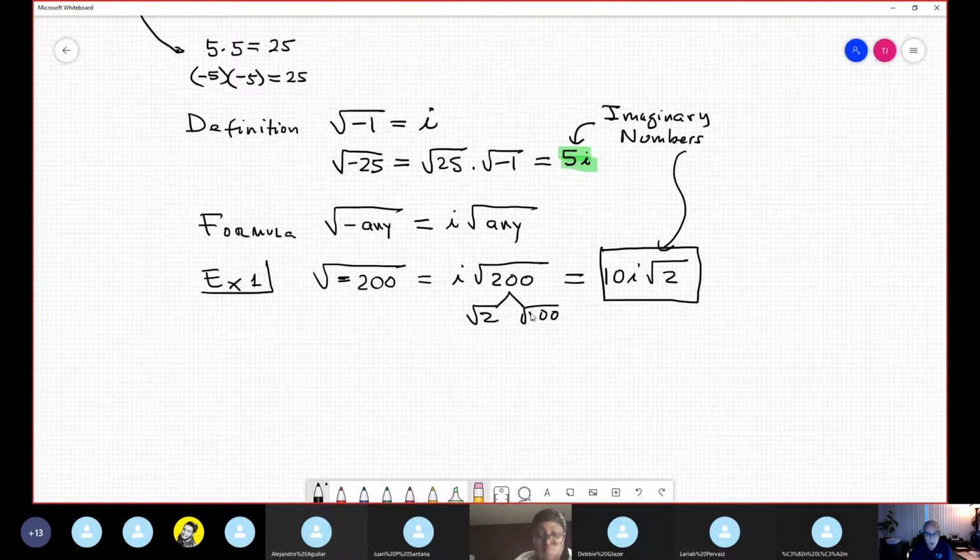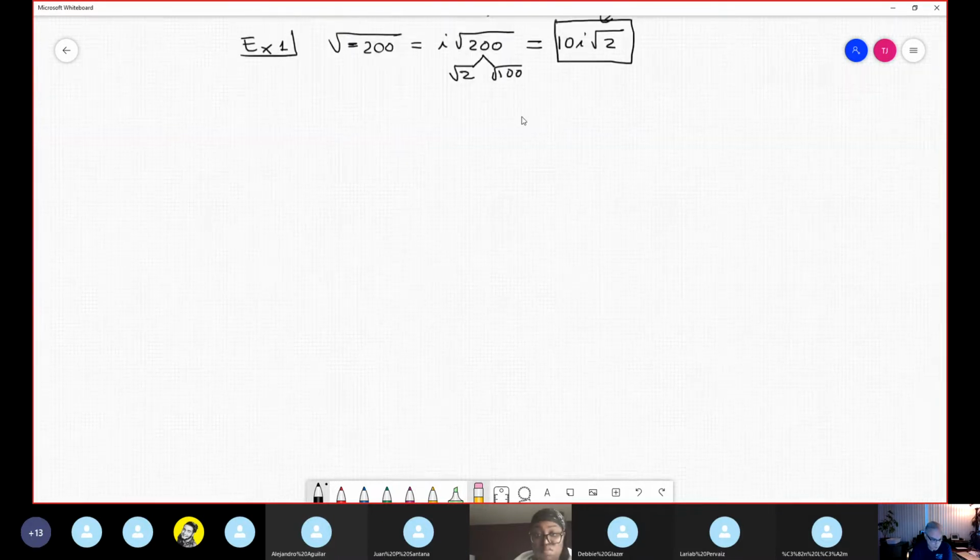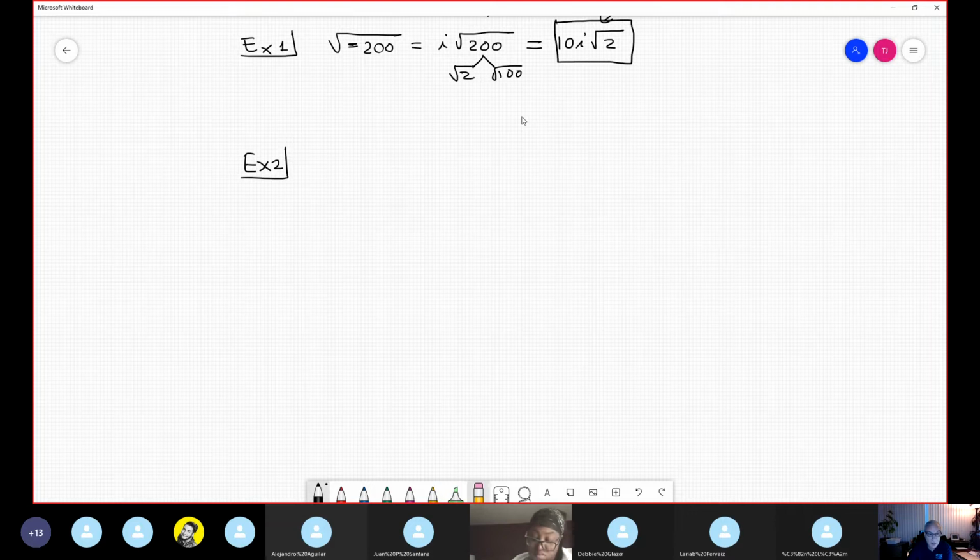Everyone follow me? Yes or no? Yes. Okay, now let's practice a little bit. Example 2 is a combination, not only one. Suppose square root of negative 9 times square root of negative 9. Multiplication of both square roots of negative 9.